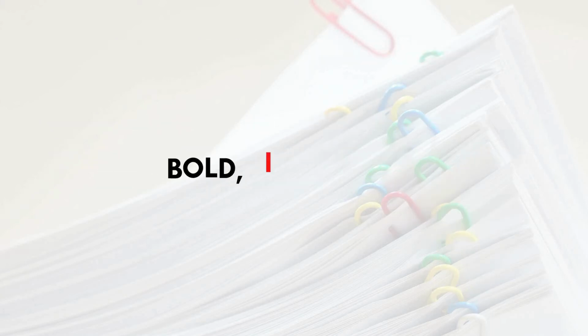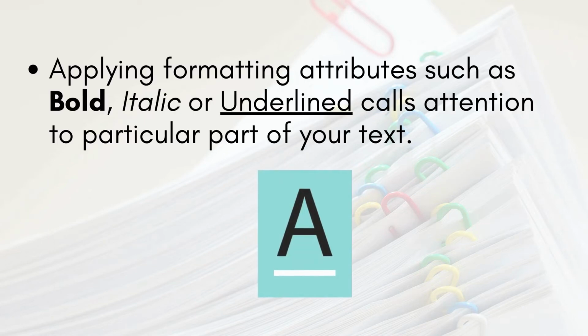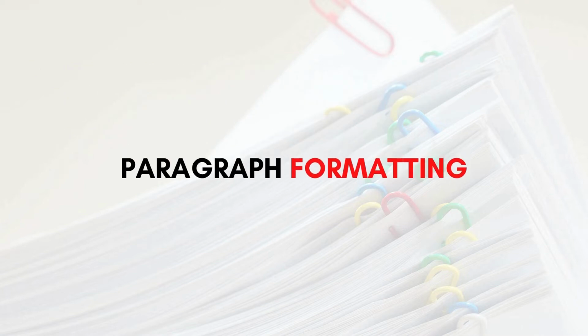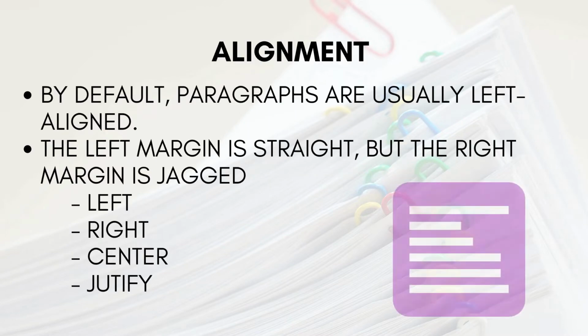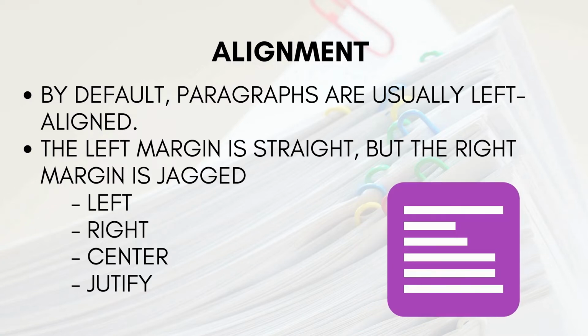Bold, italic, and underline. Applying formatting attributes such as bold, italic, or underline calls attention to a particular part of your text. Paragraph formatting. The computer can put things on the left, in the center, or on the right of the page. Alignment. By default, paragraphs are usually left aligned.